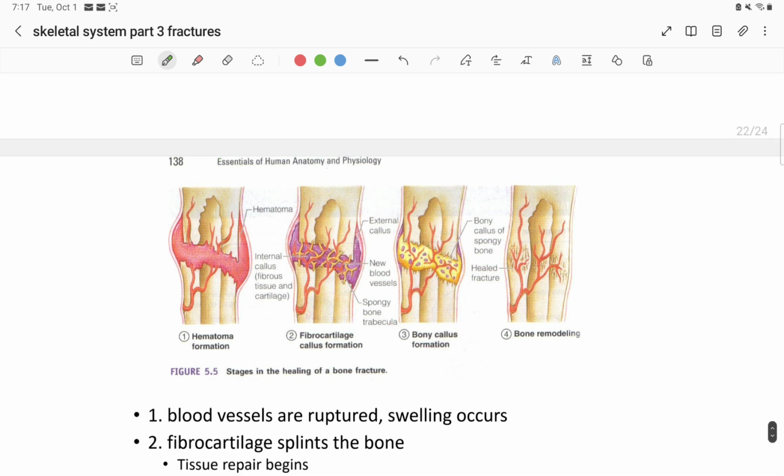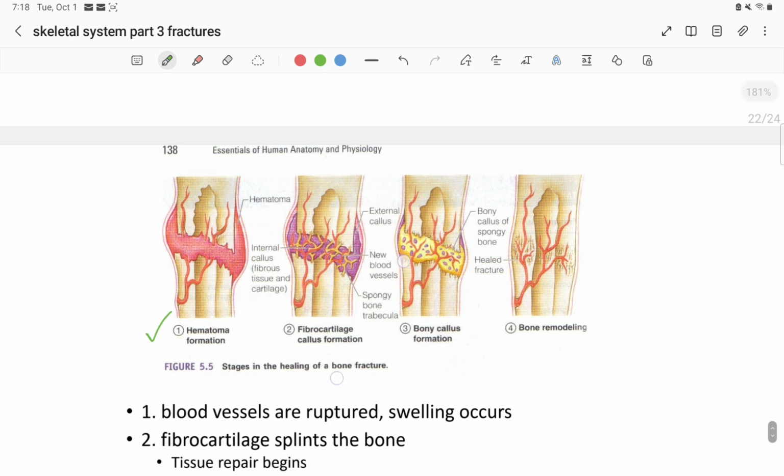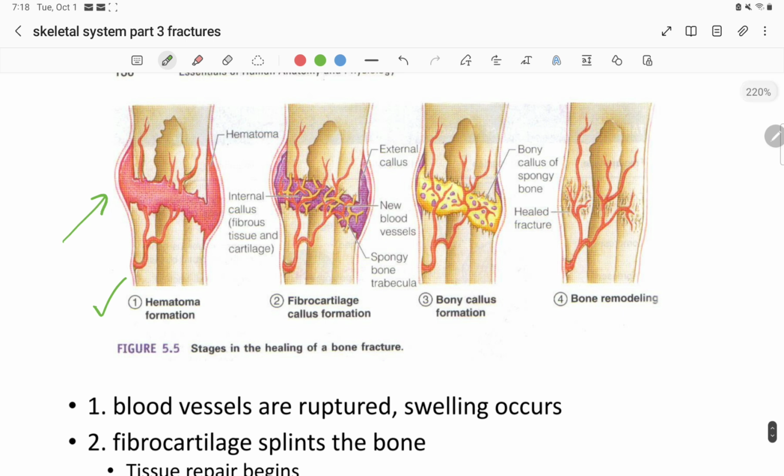Okay, the healing of fractures is done in 4 phases. Part 1, or phase 1, is the hematoma formation. So this is where the injury just happened. Okay, so you fell off the bike, broke the arm, right then and there. That's where the injury happened. So that would be acute, and you're going to get bleeding, pain, and inflammation. So that's your hematoma, bleeding into the area.